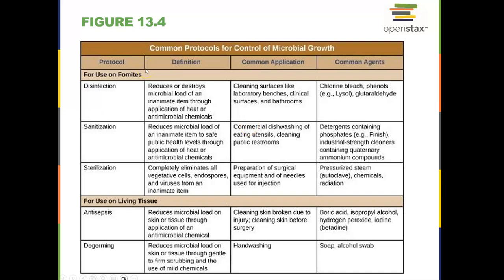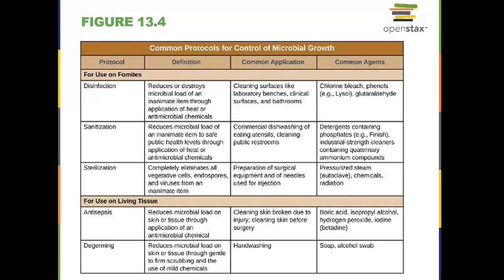I would screenshot this. This is a great breakdown of these different words. So disinfection reduces or destroys microbial load of an inanimate object through application of heat or antimicrobial chemicals. So this is not used for people. Okay, you don't disinfect a person. That is antisepsis or degerming. Okay, so these first 3 are on fomites, so like sterilizing your bench tops and those kinds of things. So cleaning surfaces like your benches, clinical surfaces, and bathrooms, you use bleach, phenols, and glutaraldehyde. You don't ever use bleach on yourself.